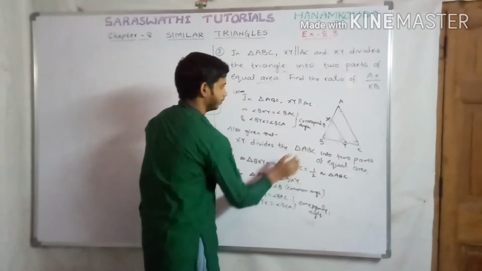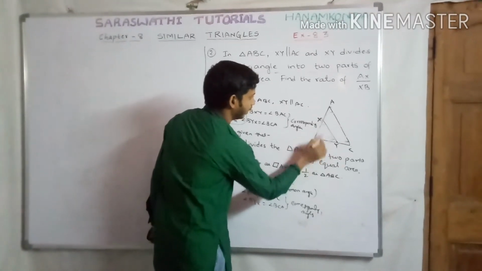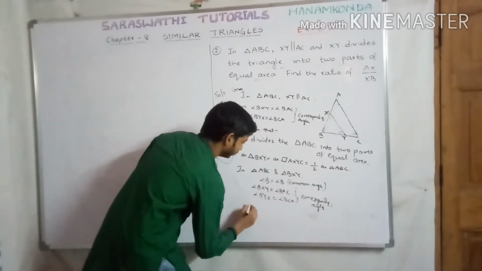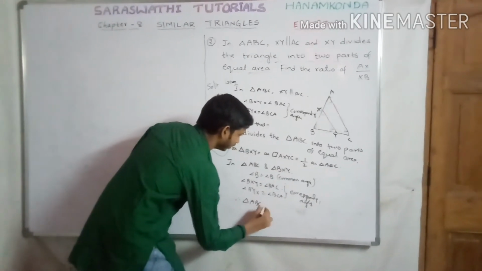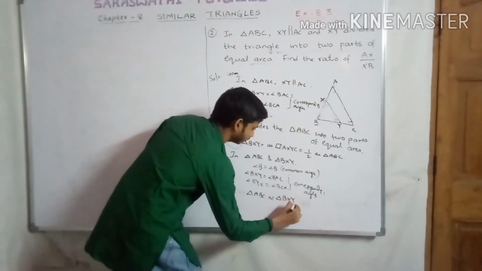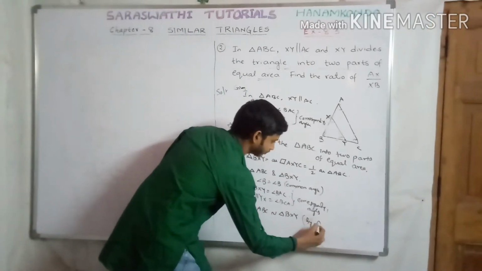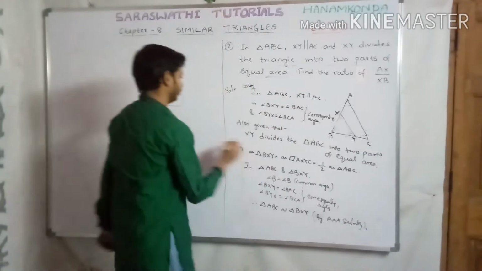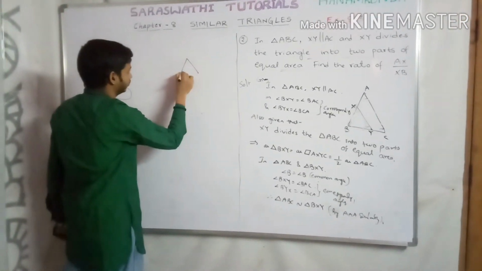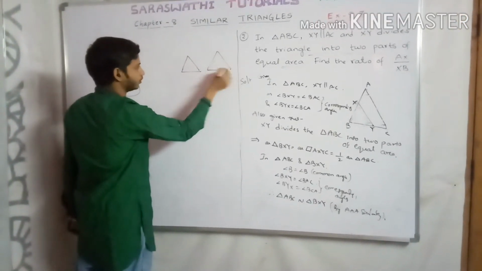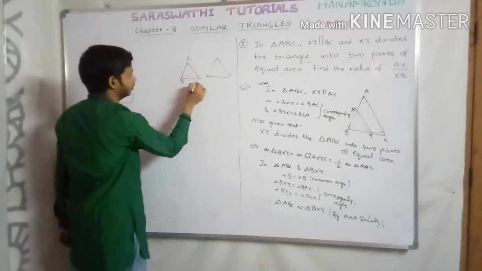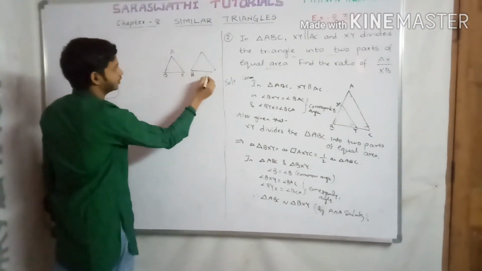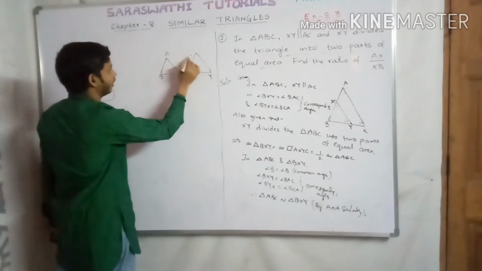So in these two triangles, triangle BXY and triangle ABC, three corresponding angles are equal. Therefore, triangle ABC is similar to triangle BXY by AAA similarity. Now draw the two triangles separately. The first triangle is triangle ABC. The angle corresponding to angle B is B, the angle corresponding to angle C is Y, and the angle corresponding to angle A is X.